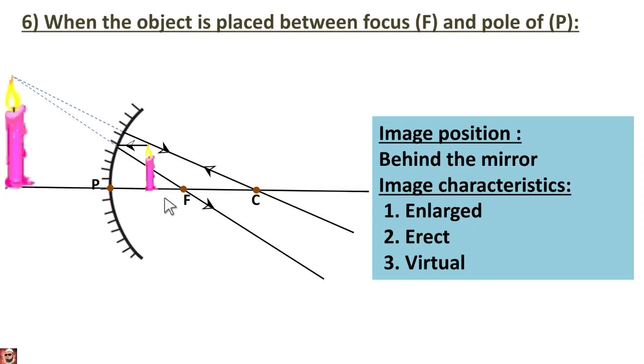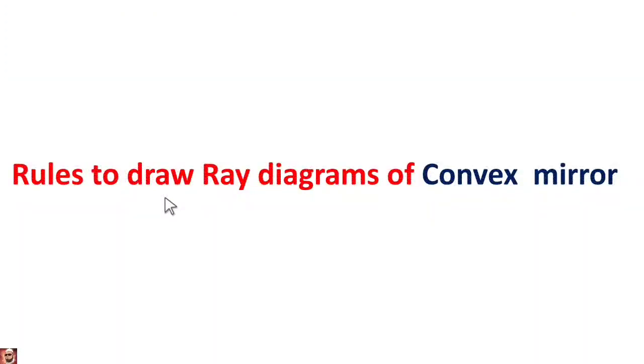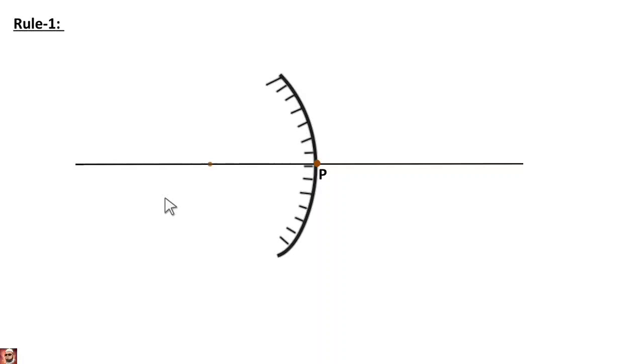Now let's see the rules to draw ray diagrams for a convex mirror. Rule 1. Right. So here you can see a convex mirror we have to consider. This is the focus and center of curvature.